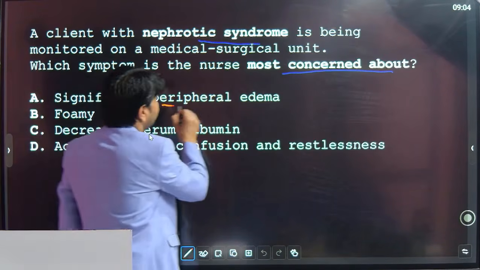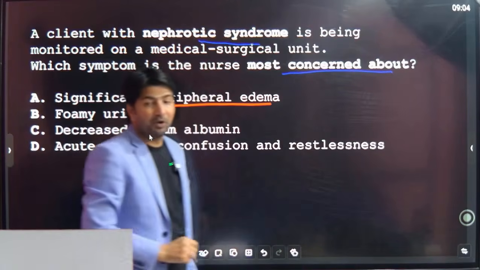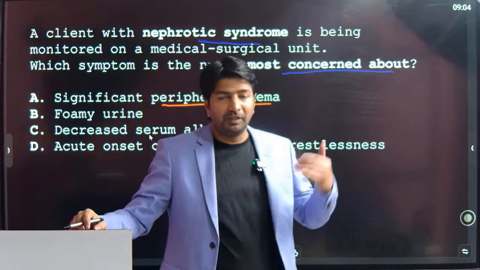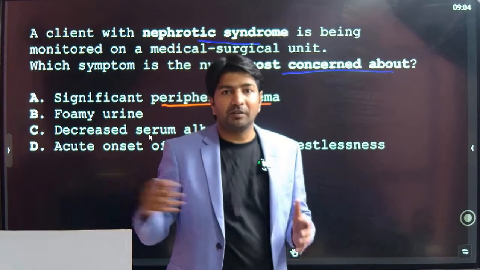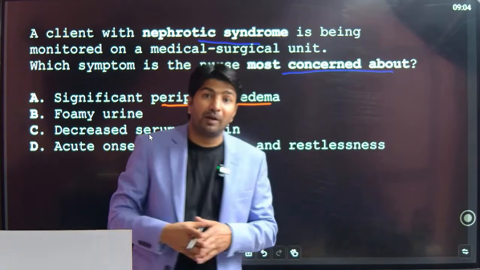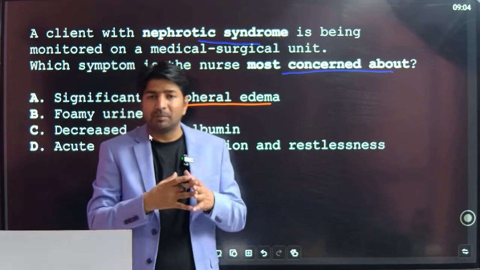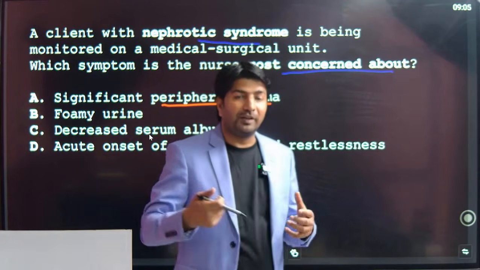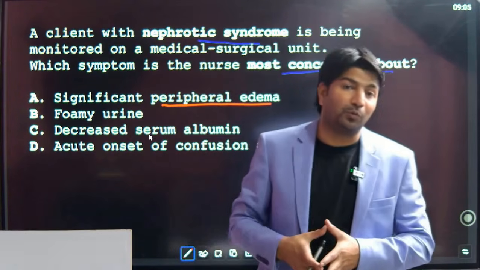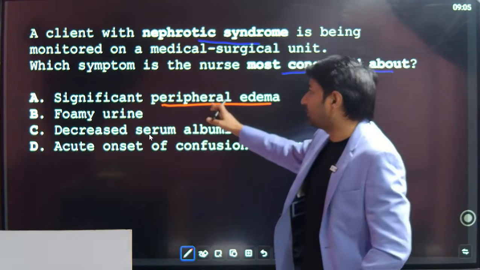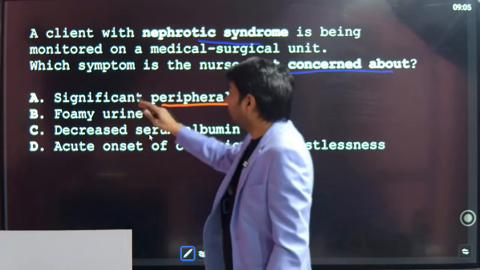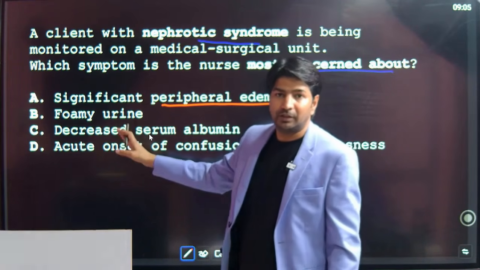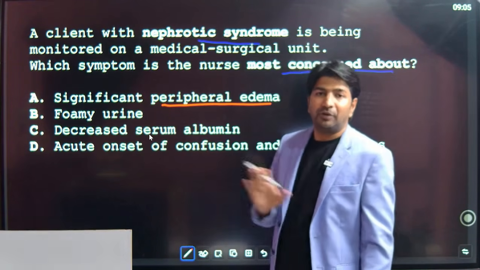First is significant peripheral edema. As we saw, peripheral edema will occur in the patient because albumin protein is being lost through the urine, causing oncotic pressure in the blood vessels to drop. When oncotic pressure drops, fluid shifts out of the blood vessels throughout the body, moving into the interstitial space, which leads to edema. This means the first option isn't so serious that we need immediate intervention. It's not an alarming sign for us.